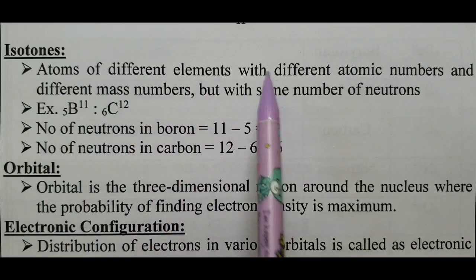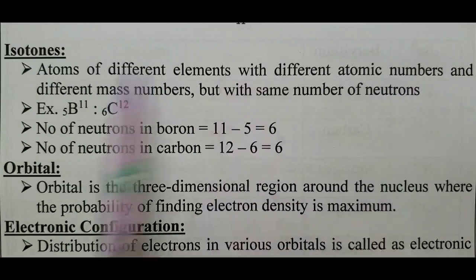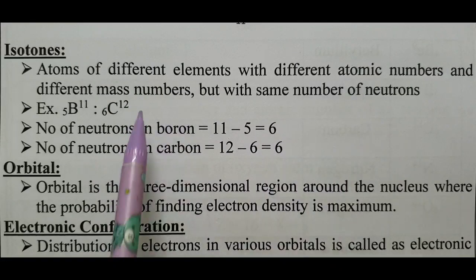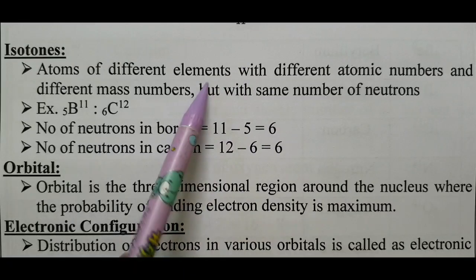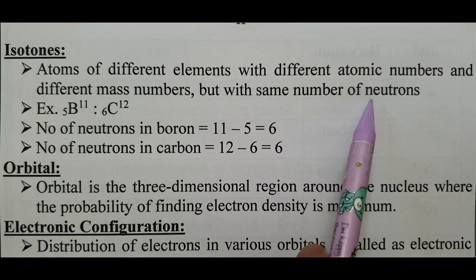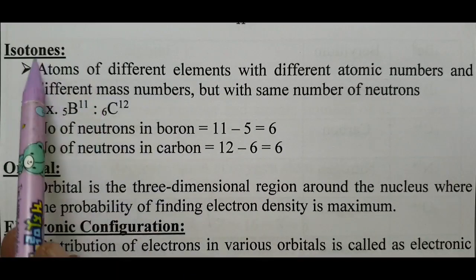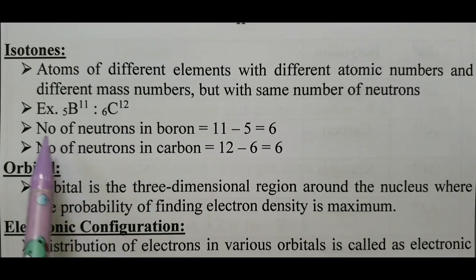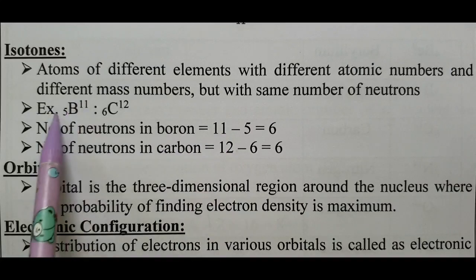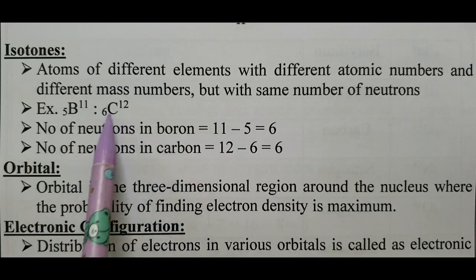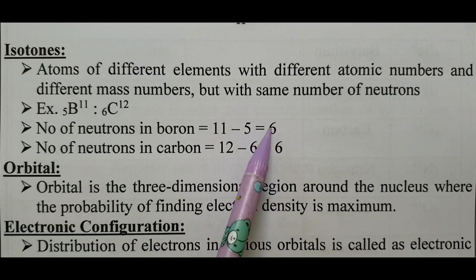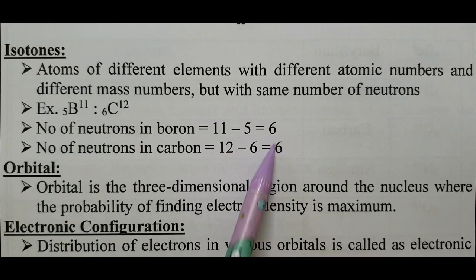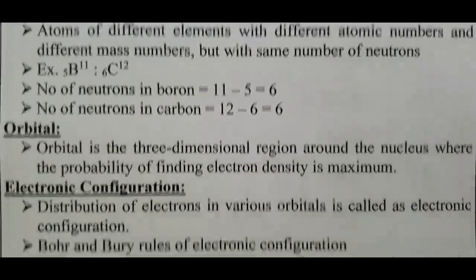Then what are isotones? Atoms of different elements with different atomic numbers and different mass numbers, but with the same number of neutrons. Example, boron 5, 11 and carbon 6, 12. Number of neutrons in boron: 11 minus 5 equals 6. Number of neutrons in carbon: 12 minus 6 equals 6. Elements having different atomic numbers and different mass numbers, but the same number of neutrons, are called isotones.